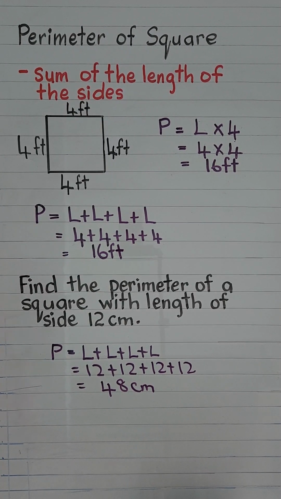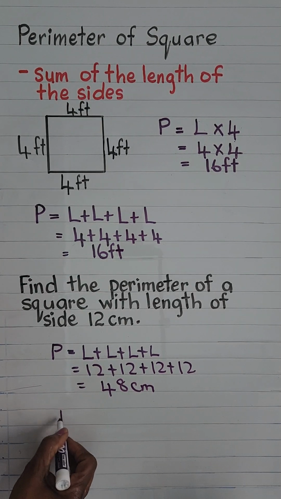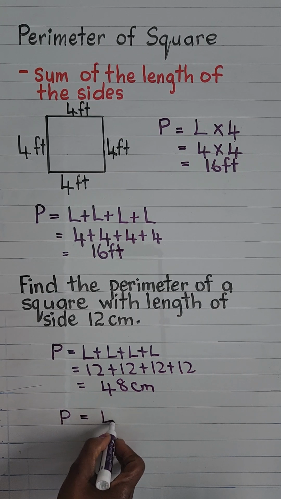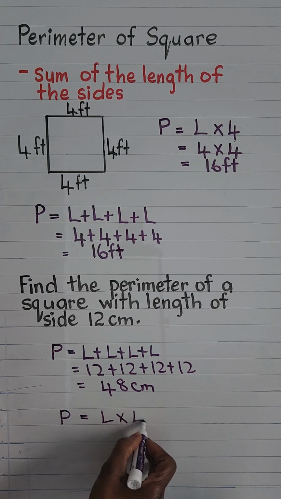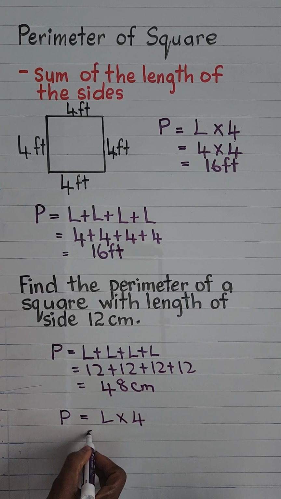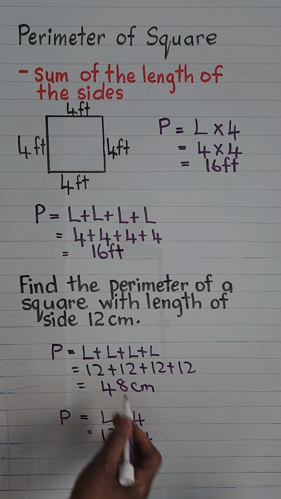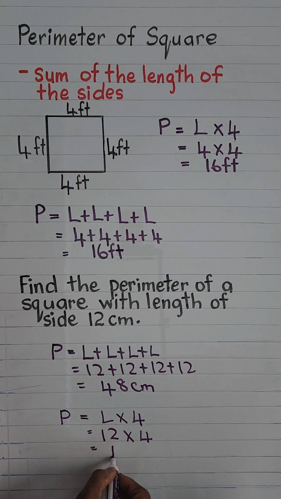And we can also have P equals length times 4. That is 12 times 4, and we have 48 centimeters.